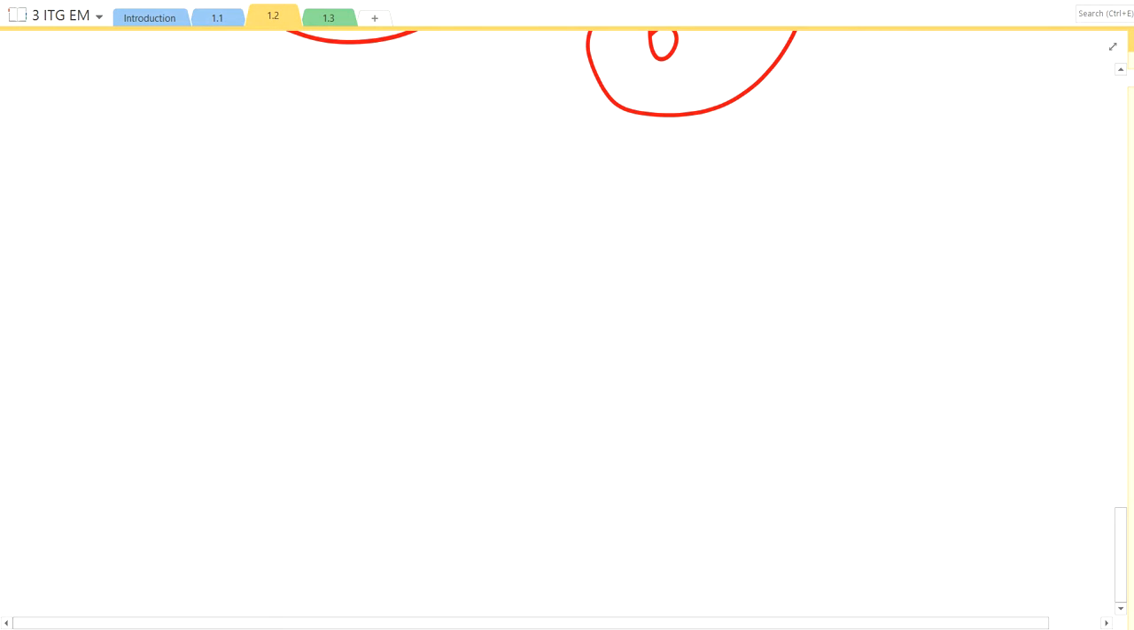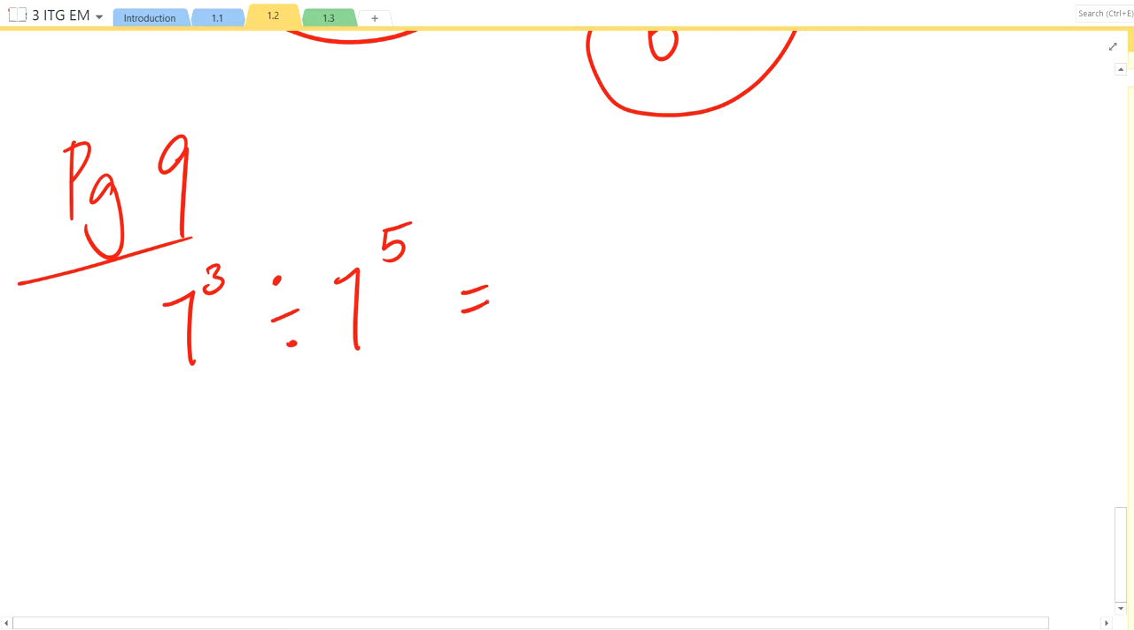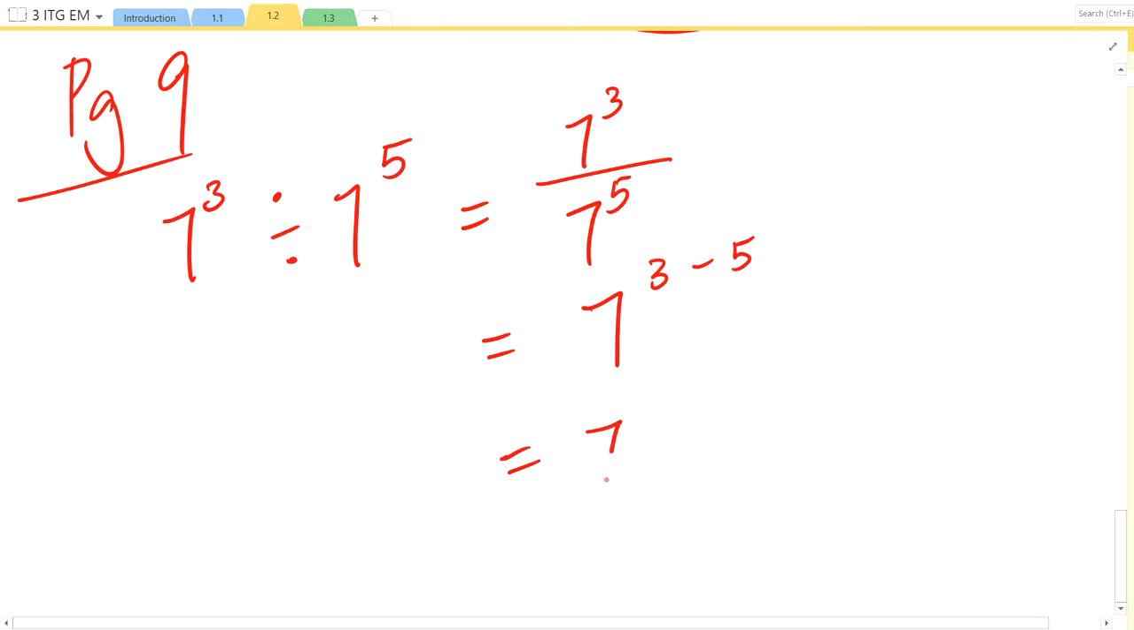Now, let's talk about negative powers. We have covered positive powers, 0 powers. Now let's talk about negative powers. For example, on page 9, we've got 7 power 3 divided by 7 power 5. We know from our calculations, this will be 7 power 3 over 7 power 5. And we can fill in the blanks with our laws of indices. That gives us 7 power 3 minus 5, right? This is supposed to be 7 power negative 2.